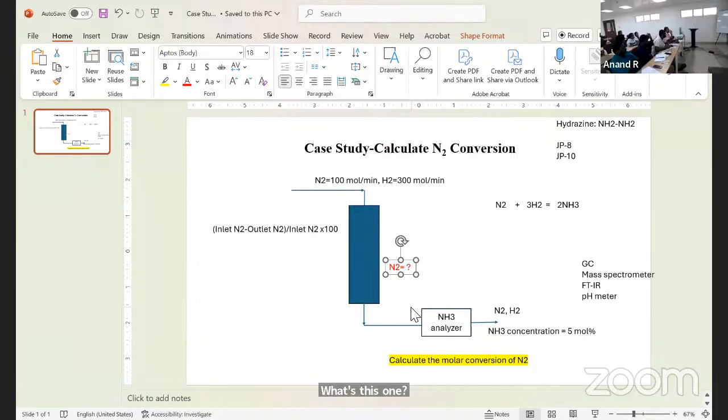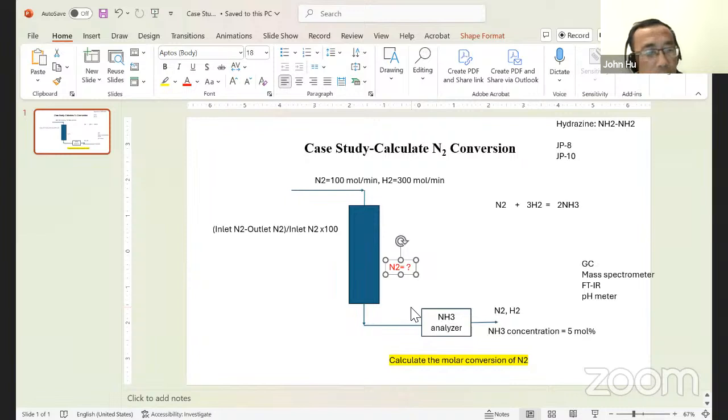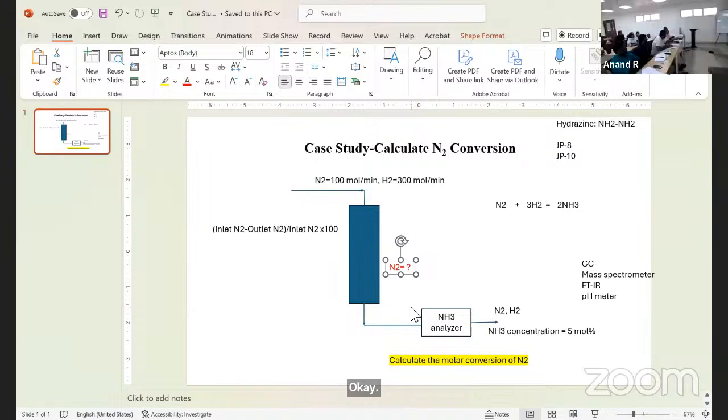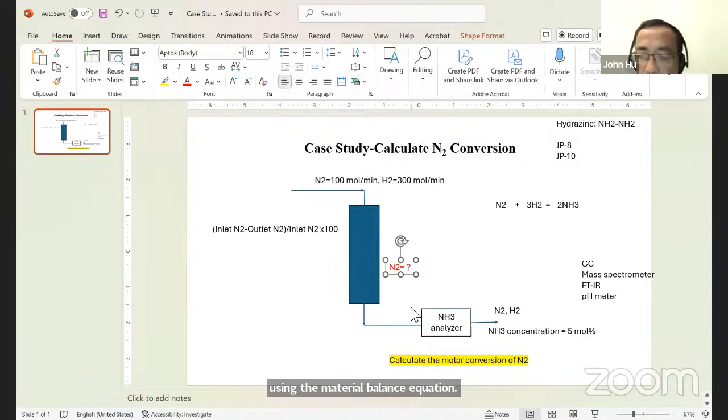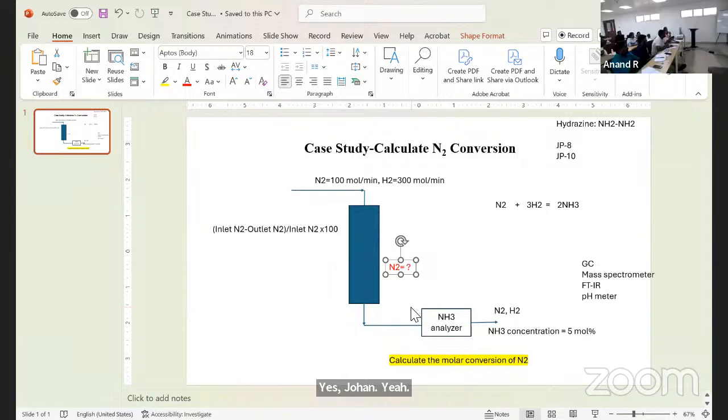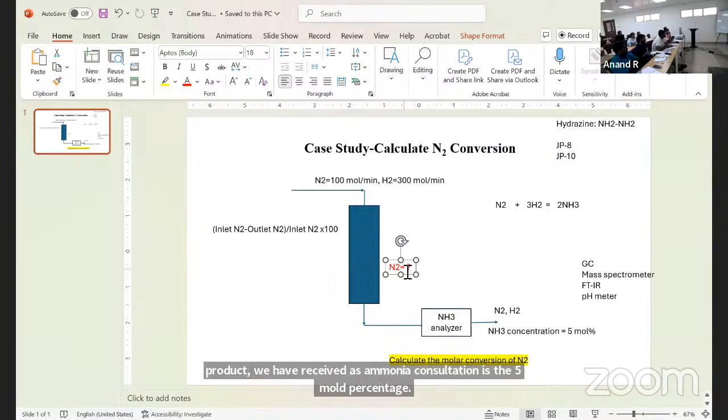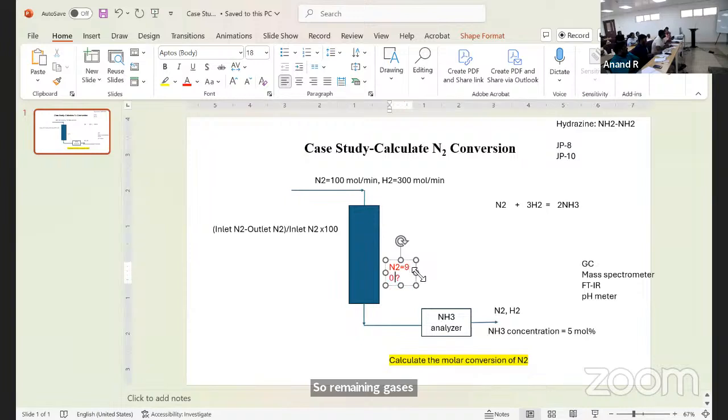Sir, 99.5 mole per minute. Did you say 99.5 or 90.5? Say it again. Sir, I have calculated using the material balance equation. The final product we have received has an ammonia concentration of 5 mole percentage. So the remaining gas is 95 mole percentage of nitrogen and hydrogen.